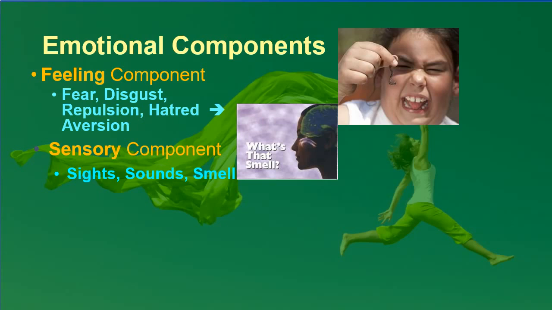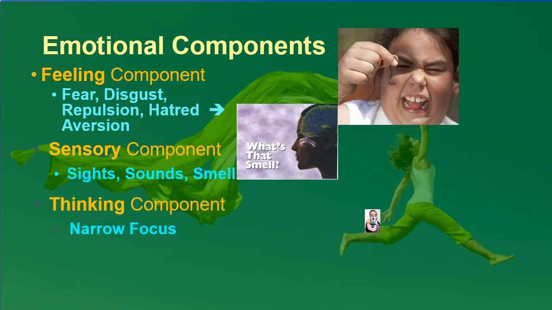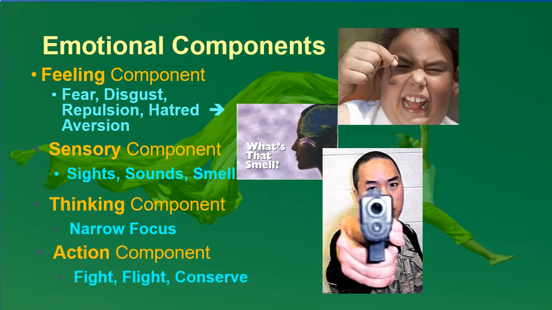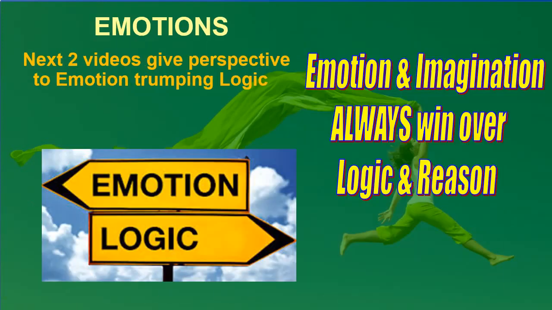There can be a thinking component. Somebody points a gun at you. You have a very narrow focus. What did the guy look like? I don't know. I saw this barrel of the gun. It took up my whole vision because you get focused straight in. And then the obvious fight or flight or conserve yourself, the action component. You've got to do something about it.